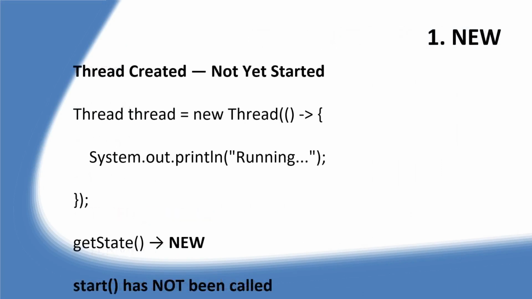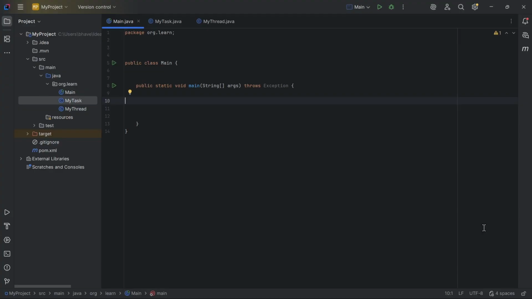So the first state is what? New. So a thread enters the new state when we create a thread object. We have created a thread object, but we have not yet called the start method. So that state will be treated as the new state. So let me go to IntelliJ and show you.